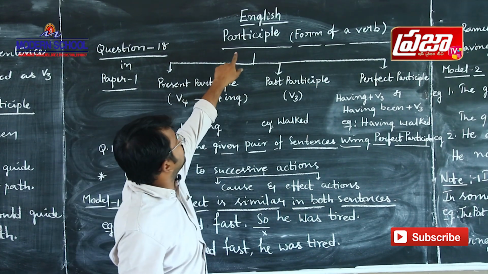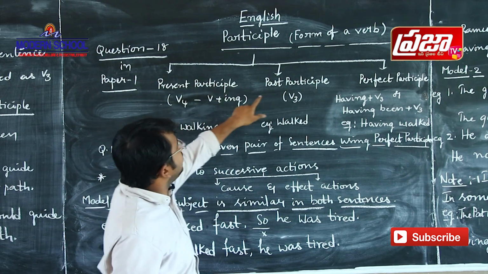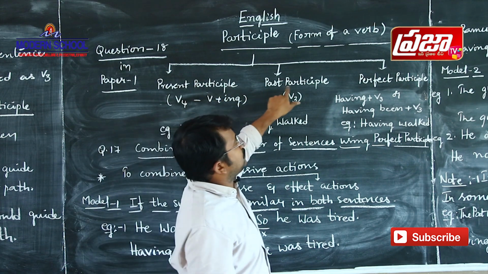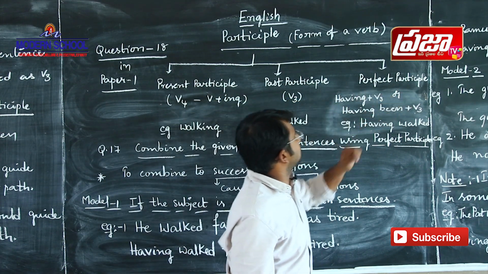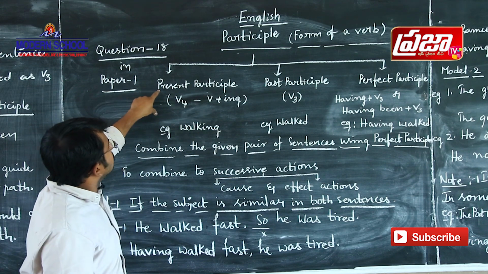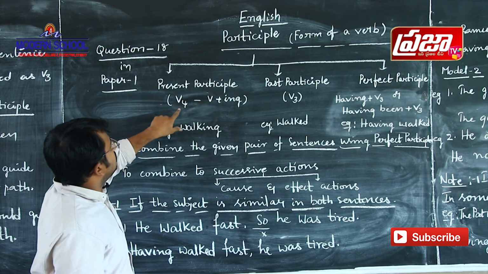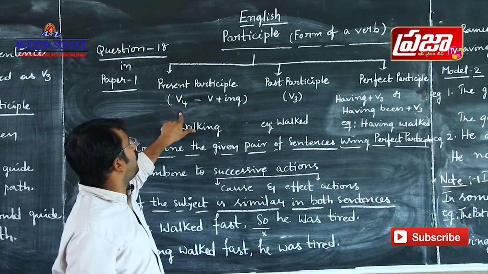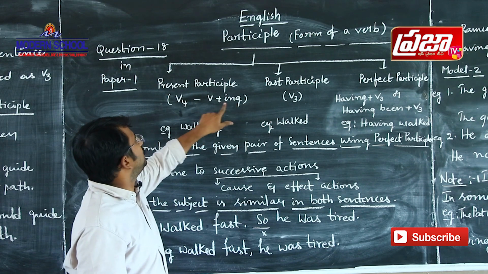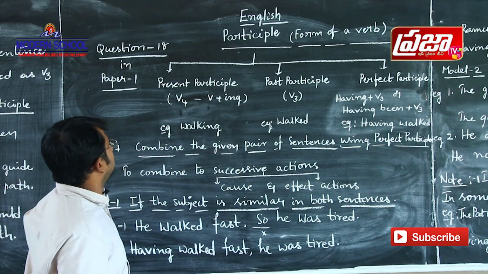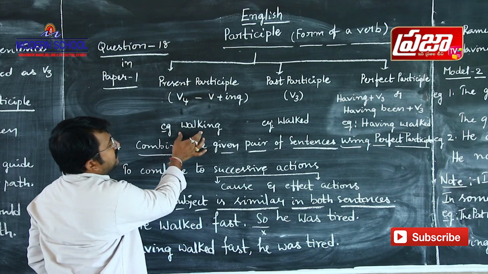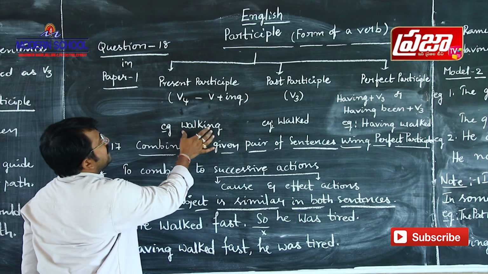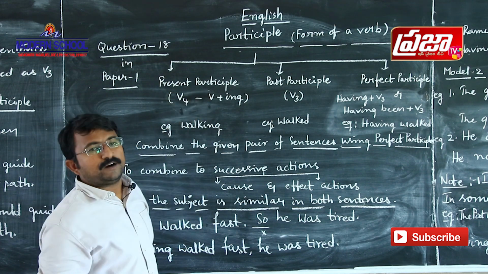And here if you take this participle, there are three forms of the participles. One is present participle, past participle, perfect participle. And here present participle means V4. How is this V4 formed? By adding ing to the base form of the verb. So here walk is the base form of the verb. For this walk, ing is added, so walking. Walking is a present participle form of the verb.